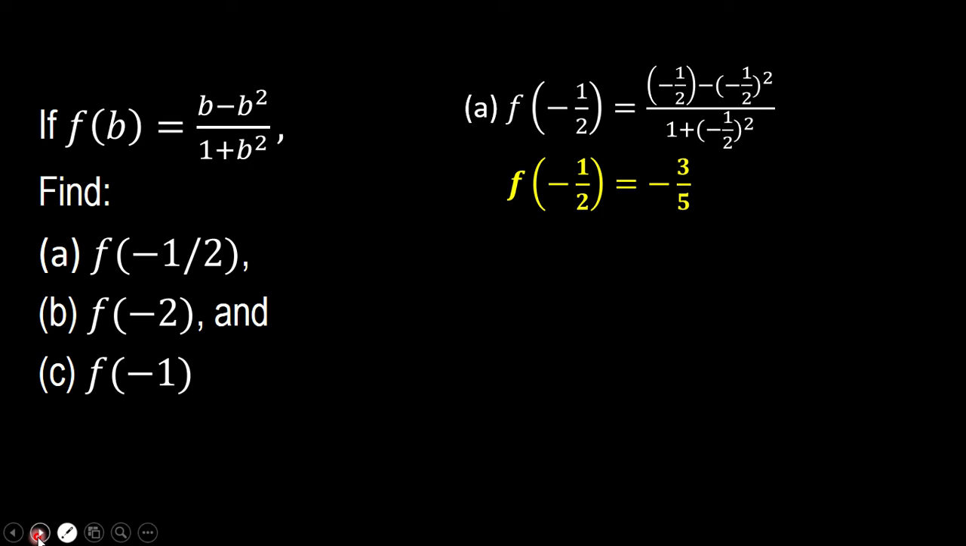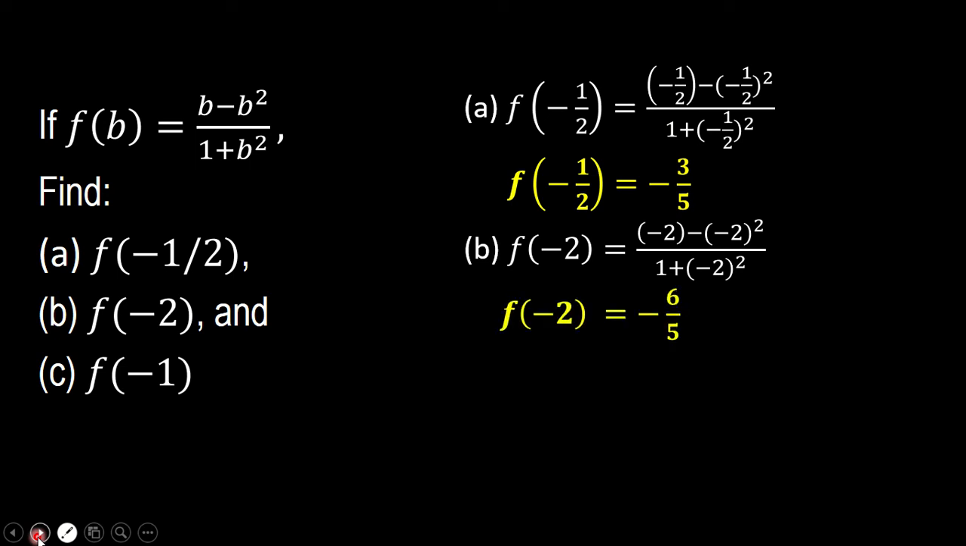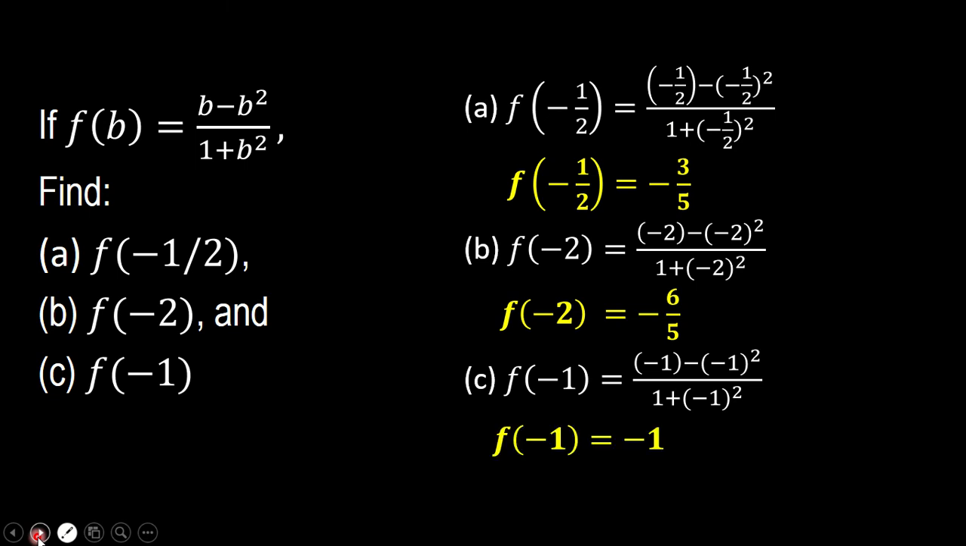Also, if we substitute negative 2, we'll have negative 2 minus the quantity of negative 2 squared all over 1 plus negative 2 squared. If b is negative 2, then the function is equal to negative 6 over 5. Then lastly, if b is equal to negative 1, let's substitute. We'll have negative 1 minus the quantity of negative 1 squared over 1 plus the quantity of negative 1 squared. So if b is equal to negative 1, the answer here is also negative 1.